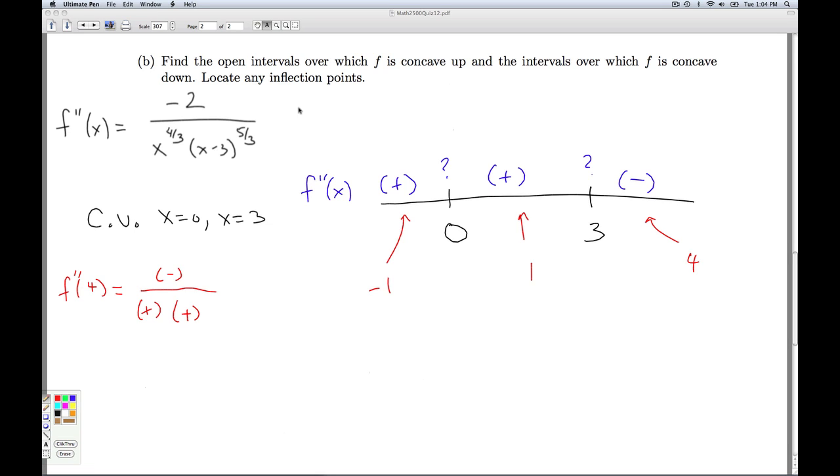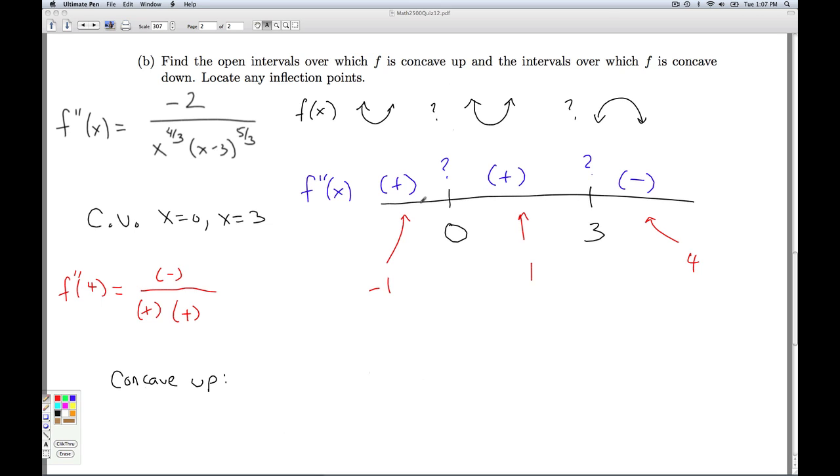Okay, so what's this mean for my original function f? Well, this is positive. That means it's concave up. Don't know what's going on there at 0. It remains concave up. Don't know what's going on at 3, but then it changes to concave down. Okay, so for intervals being concave up, I've got -infinity to 0 and 0 to 3.